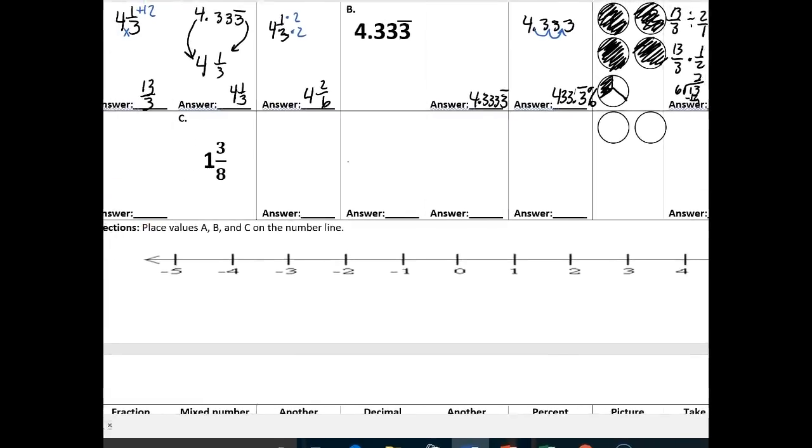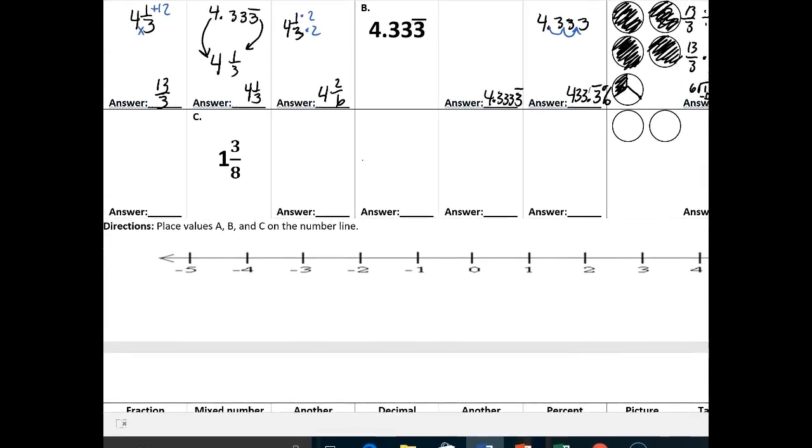Since I'm given the mixed number, why don't I go ahead and start off with changing the mixed number to an improper fraction. So I'll do 1 times 8 and add it to 3. So what do I get? I get 11 over 8.